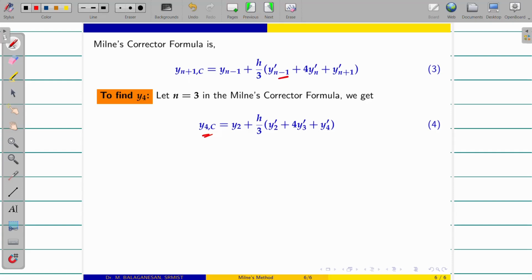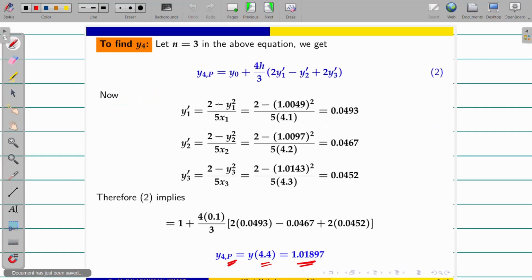If you're giving n equal to 3 here, it will be y2. 3 here, it will be y2 dash. 3 here, it will be y3 dash. 3 here, it is y4 dash. Look at that, y4 dash. Already we found y2 dash, y3 dash. Am I right? Y2 dash already we found. Y3 dash also already we found the answer.